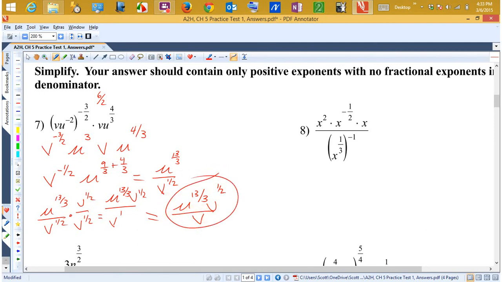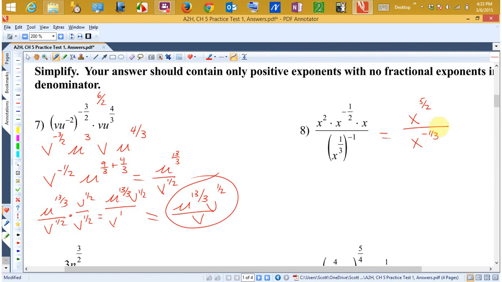Let's do the next one. So on the numerator, I'm going to go ahead and add all the exponents. I have 2 minus 1/2 plus 1, so that would be 3 minus 1/2, that would be 2.5, that would be 5/2. So I've got x to the 5/2. And my denominator, let's go ahead and distribute that negative 1 in. So that's x to the negative 1/3.